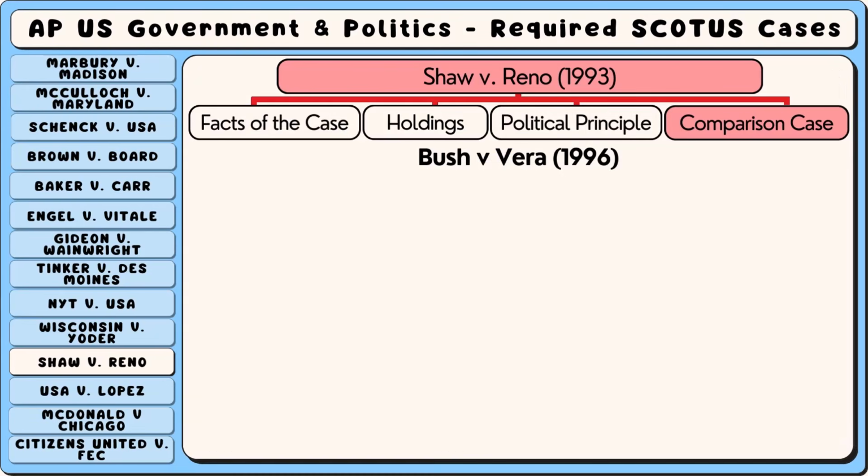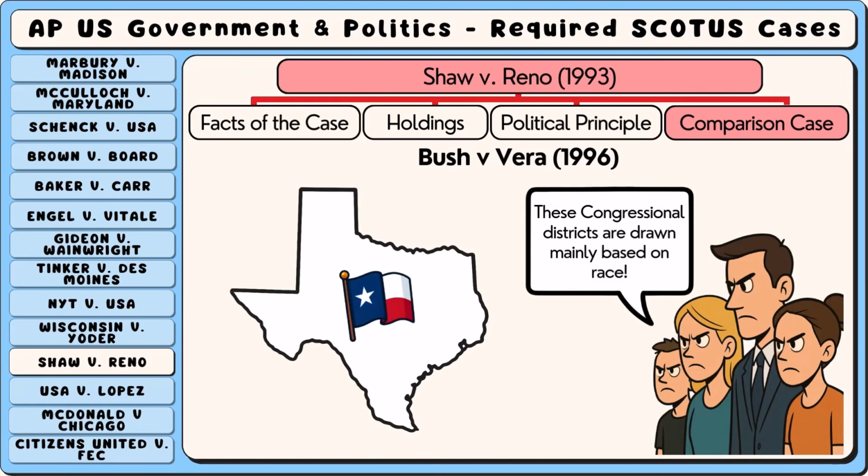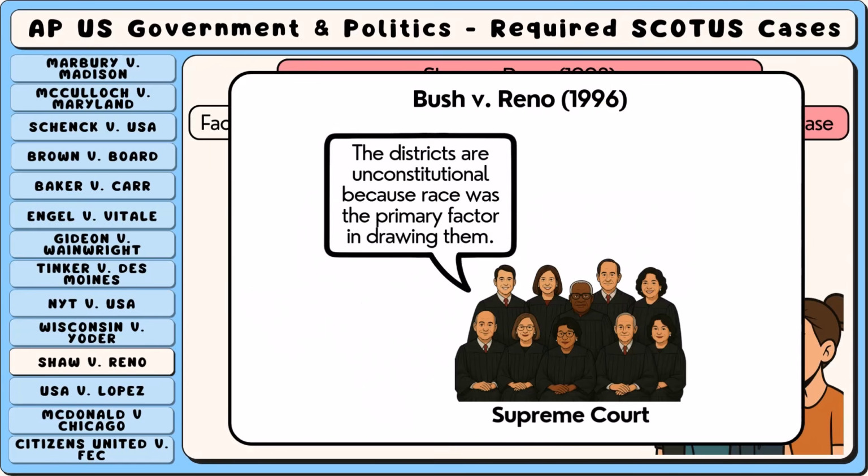So let's look at what happened in Bush versus Vera. This case was very similar to Shaw versus Reno. Essentially, a group of voters claimed that Texas drew congressional districts mainly based on race. The Supreme Court agreed and held that the districts were unconstitutional because race had been the primary factor in drawing them, and the state did not have a strong enough reason to justify that decision.